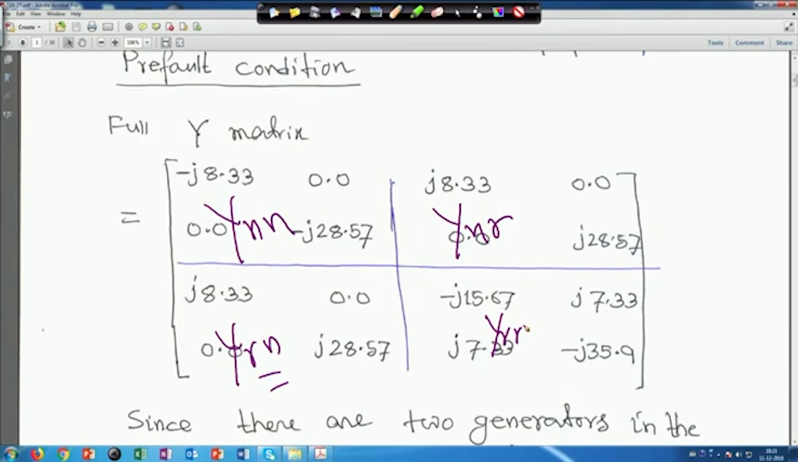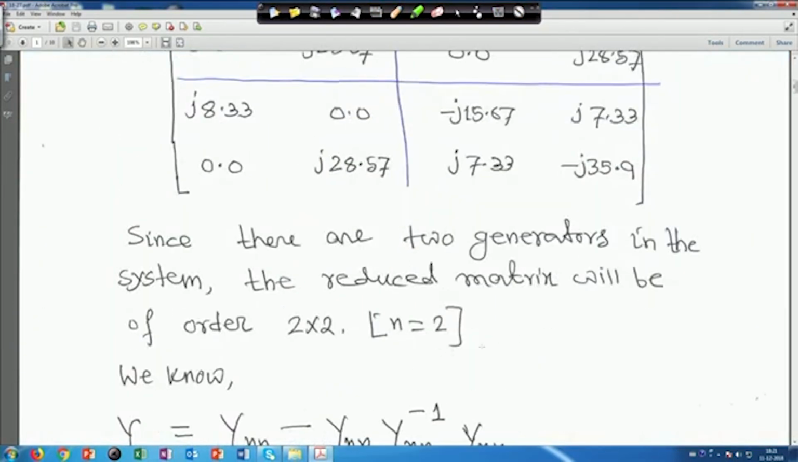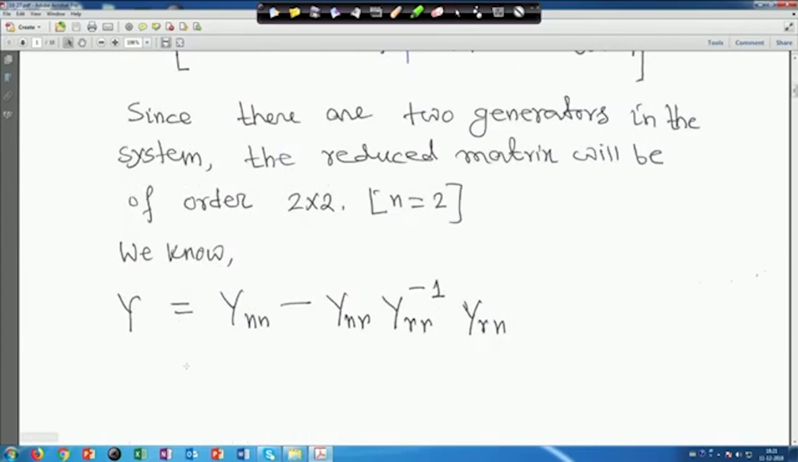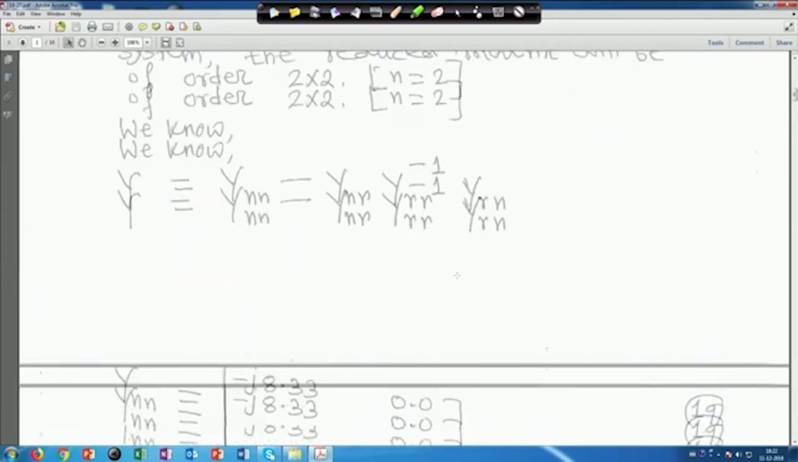And if you look into that, these two matrices are the same: J 8.33, J 28.57, this is also J 8.33 and J 28.57, right. So, using this same formula for your bus reduction, since there are 2 generators in the system, the reduced matrix will be of order 2 into 2, right. We know that Y is equal to YNN minus YNR, then YRR inverse into YRN, this you know.